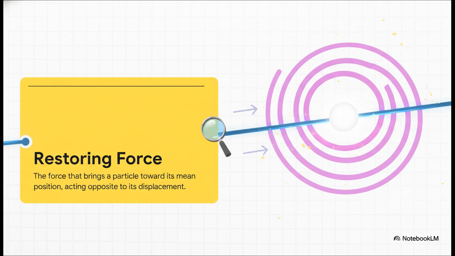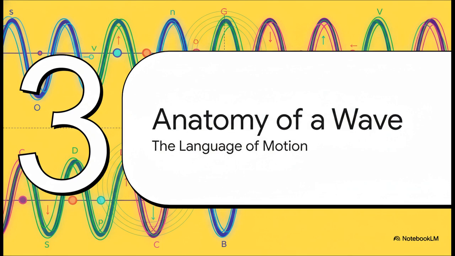And that force has a name, the restoring force. The name says it all, right? It's always trying to restore the object to its resting spot. The best way to think about it is like an invisible rubber band. The more you stretch that rubber band away from its relaxed state, the harder it snaps back. That restoring force is the engine that keeps this whole back and forth dance going.